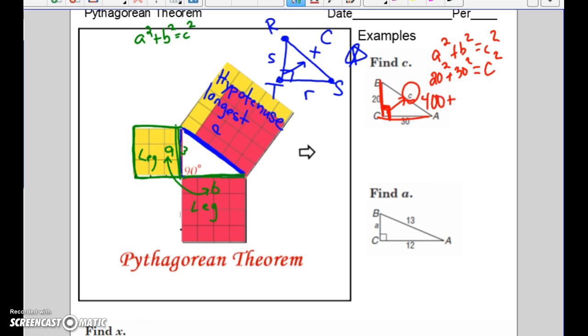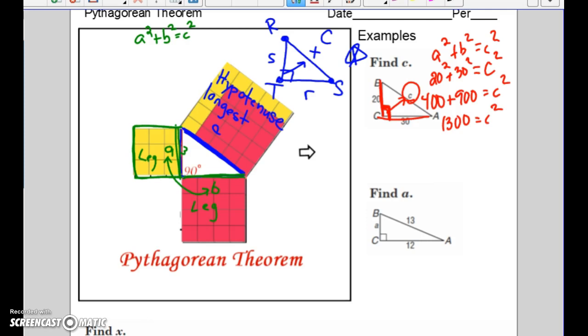What's 30 squared? 900? What's 900 plus 400? 1,300. Okay, now this is the next spot where people mess up.